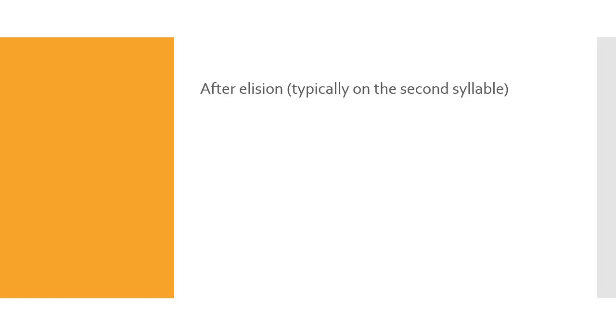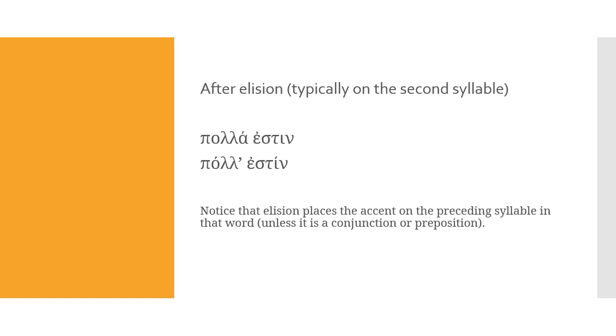We also see that enclitics accent after elision, typically on the second syllable. So, polla ἐστίν, if we elide the alpha out of polla ἐστίν, what happens? We get pollestín. The accent on polla actually moves forward, and the second syllable of the enclitic takes an acute accent. There is a rule for elision or accents after elision, that elision places the accent upon the preceding syllable in that word, unless it is a conjunction or a preposition.